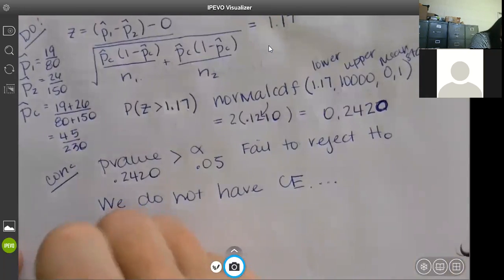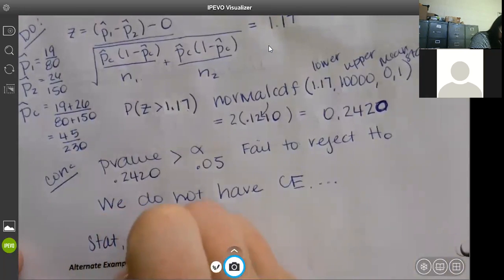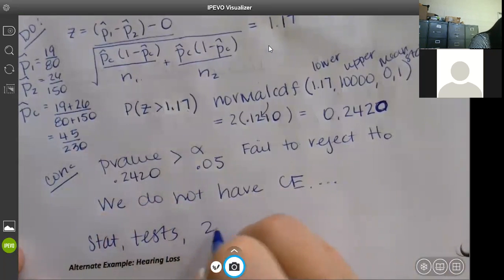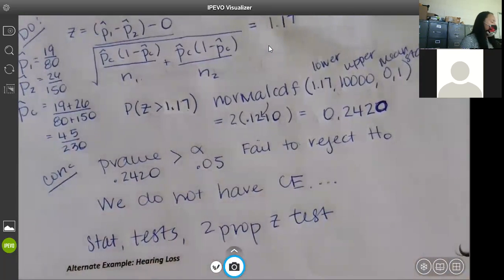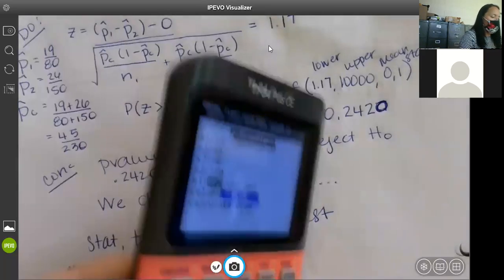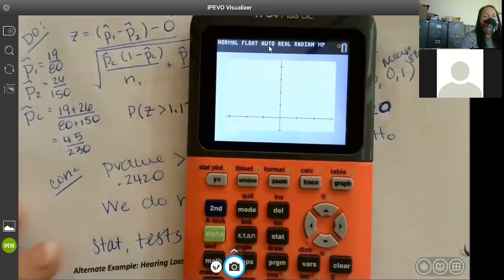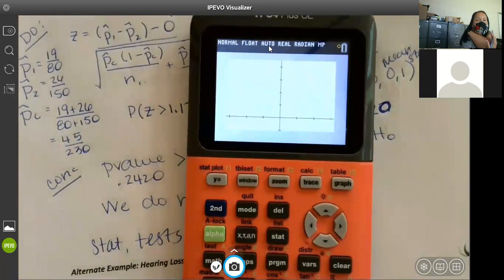Okay. If you need that, stat, test, 2-prop z-test. So I showed you how to do the interval yesterday on your calculator. You can also draw to see it. So if I go back into that, that's not what I wanted. 2-prop z-test. And I go to draw instead. Maybe it'll draw it. There it goes.